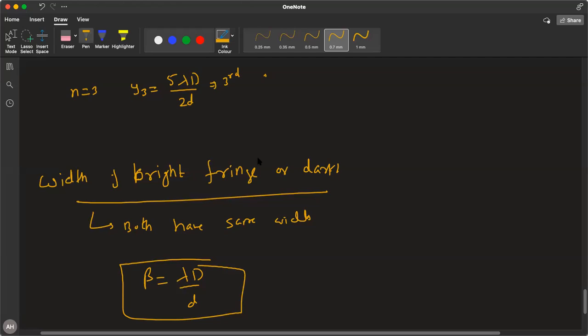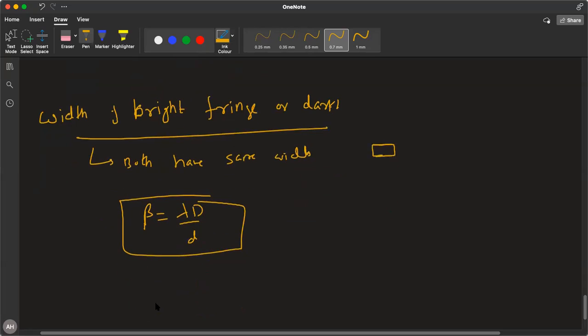Sir, what's the last formula? This is the fringe width of the bright fringe, lambda D by d. The fringe width you are getting here, that is beta. Yes, we represent fringe width with beta.